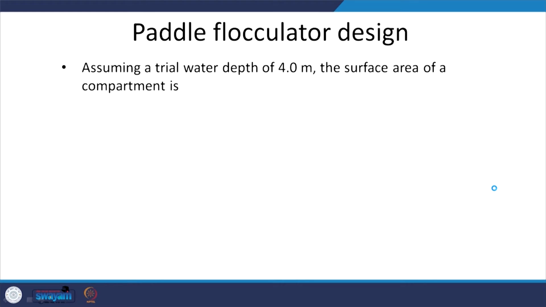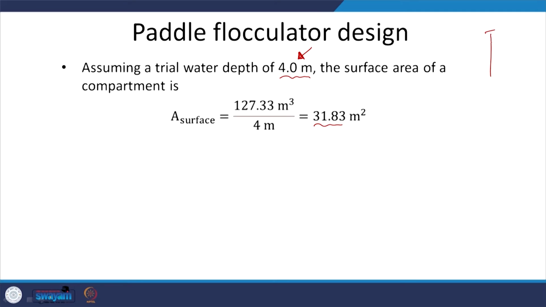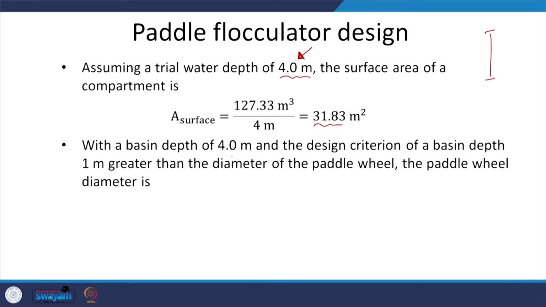Let's move on. Trial water depth 4 meters, the surface area will obviously be volume by depth, which comes to 31 meters square. This is a typical decent value, not too high and certainly not too low considering the paddle width. With the basin of 4 meters and the design criteria presented in the table previously, basin depth is 1 meter greater than the diameter of the paddle wheel. I'll get this information from the table.